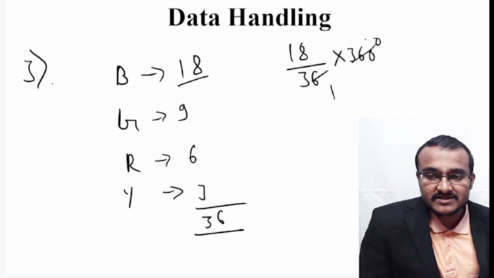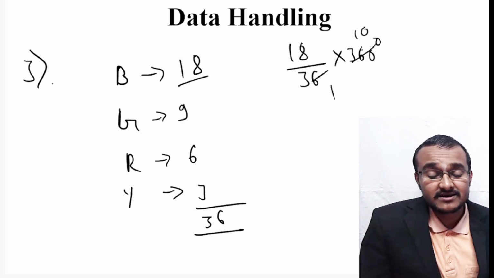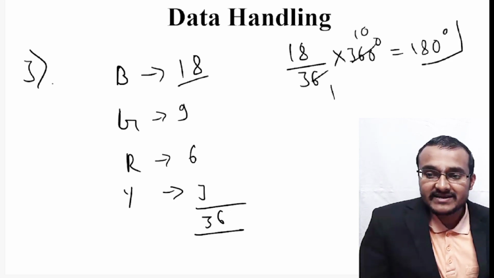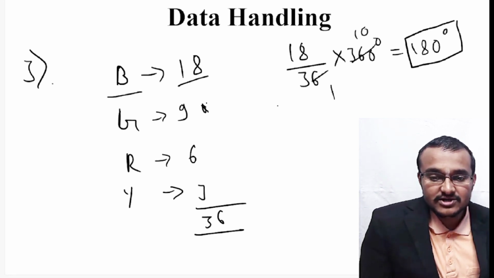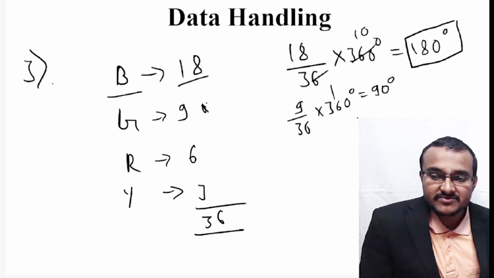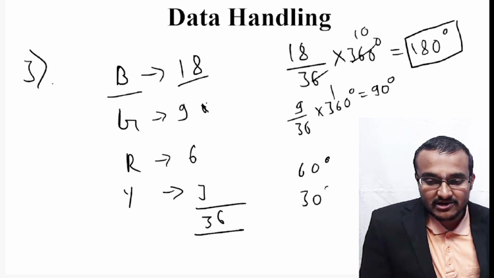So 36 ones are 36, tens are 360. So 10 into 18 will be 180. So 180 degrees will represent people liking blue color on the pie chart. Similarly, 9 divided by 36 into 360 degrees will give you 90 degrees. Similarly, you will get 60 degrees for red, and for yellow you will get 30 degrees.